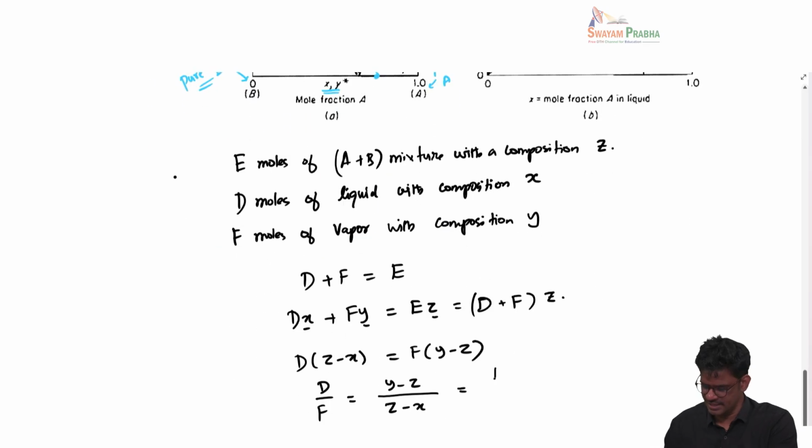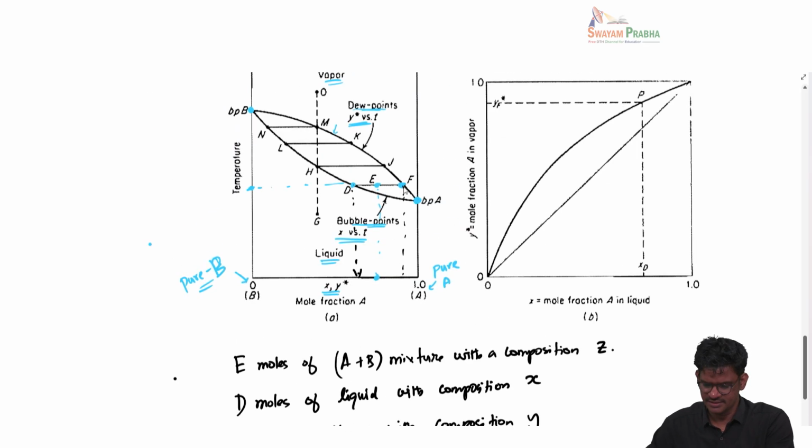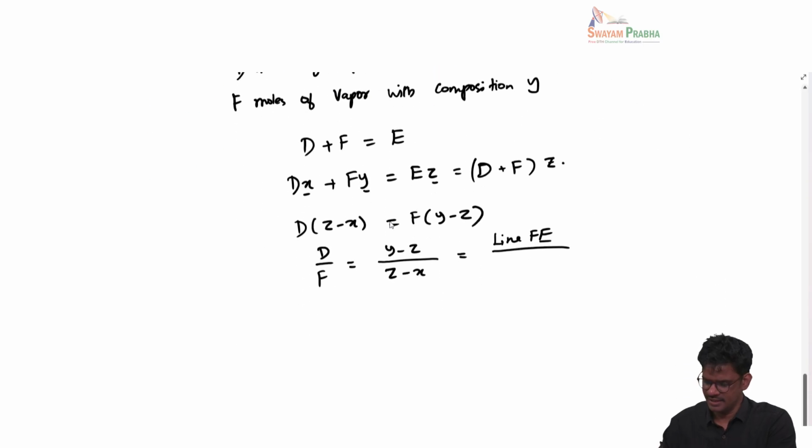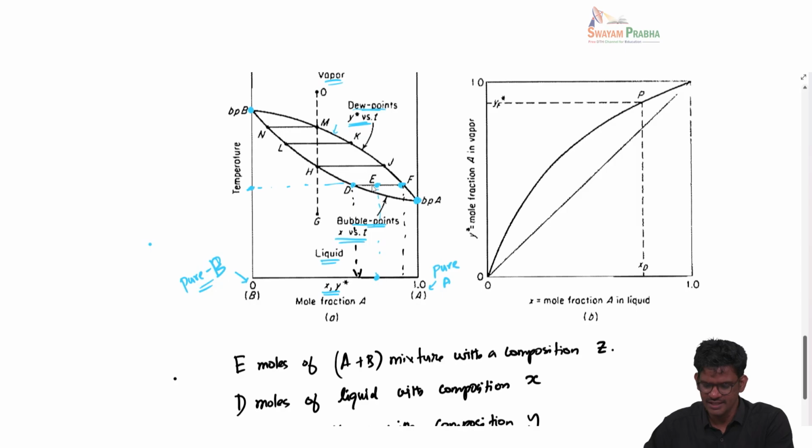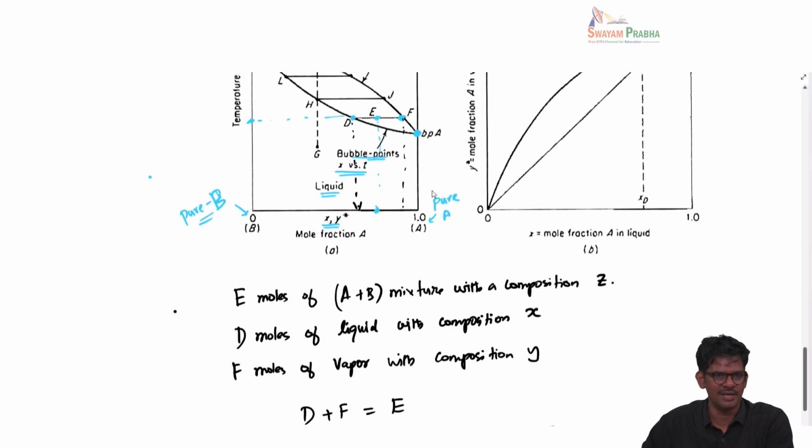Okay, so this is line FE. And what is Z minus X? So Z is here, X is here, so line ED. Okay, so based on the location of E with respect to the DF line, you can find the mole ratio, right? Based on simple mole balance here.